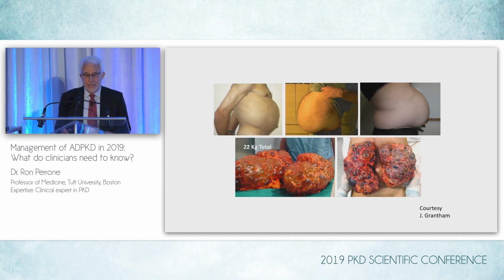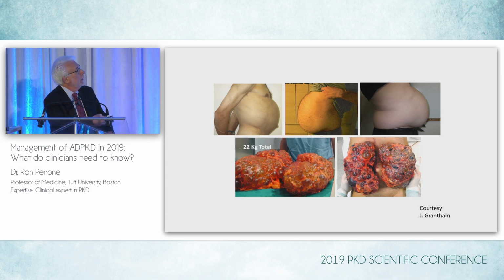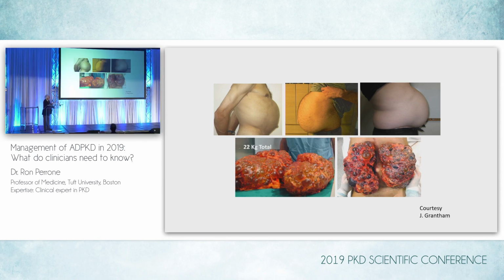This would be the rogues gallery of very advanced enlarged abdomens. Dr. Grantham shared these images with me. So these are some of the bellies that people with ADPKD may experience, and these were some very large kidneys which led to this abdominal enlargement in this individual.